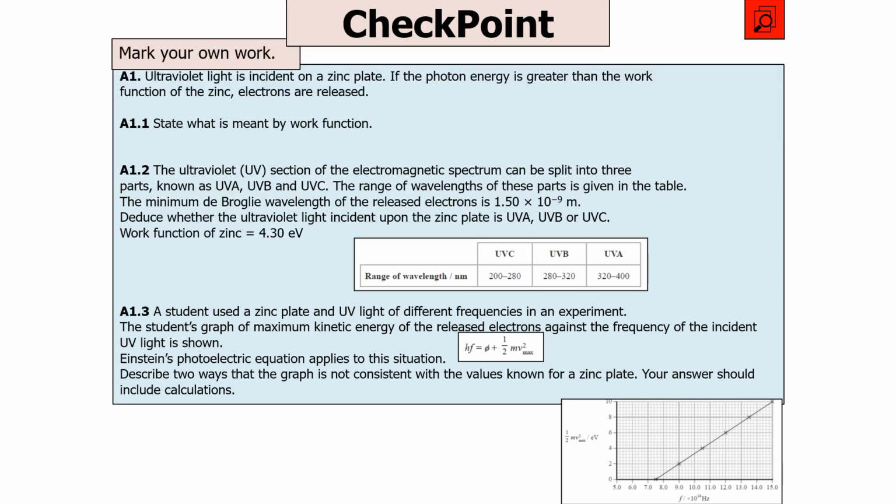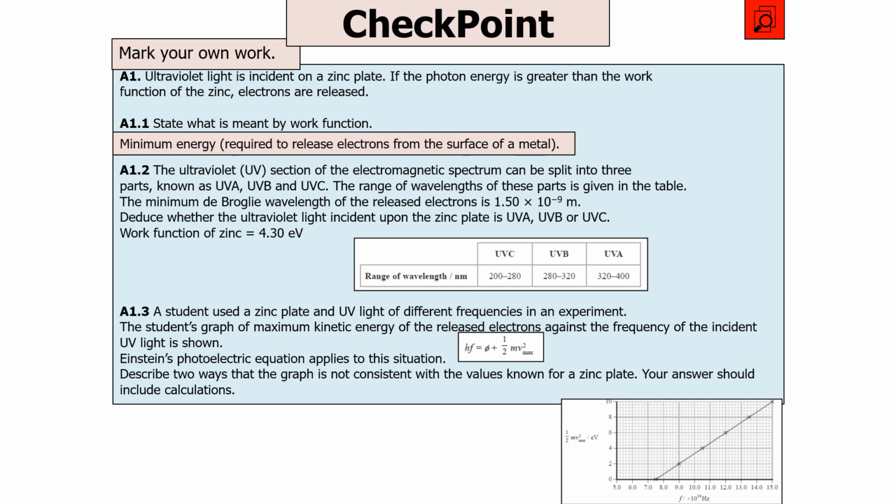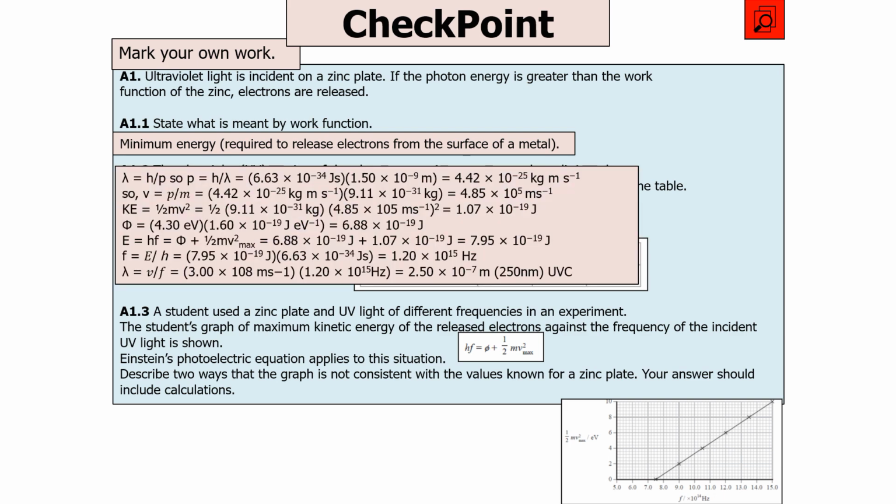Firstly, you've just got to memorize what the work function is, and it is the minimum, and that's very important to use the word minimum, the minimum energy required to release electrons from the surface of a metal via the photoelectric effect. Now, which one is it? Well, you can use your equation of saying that lambda equals h over p, where p is mv, so it's just the de Broglie equation. So we can work out what the momentum is.